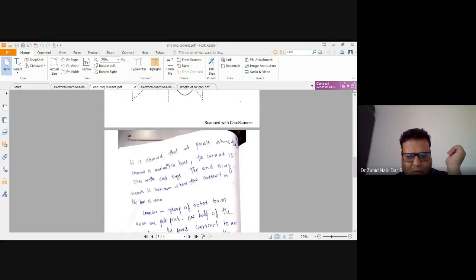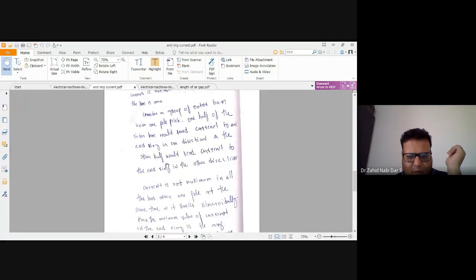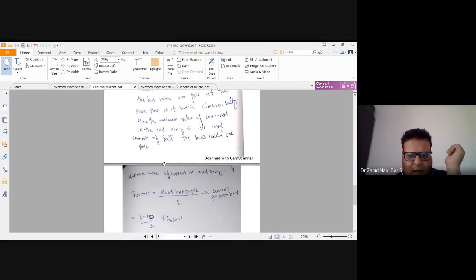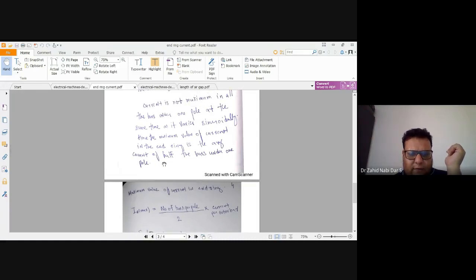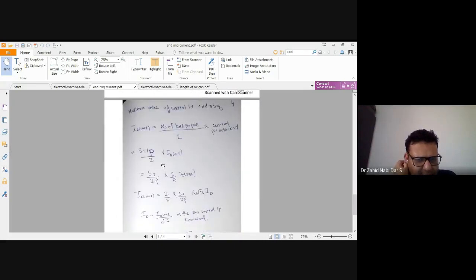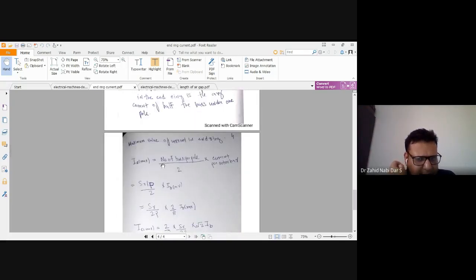So in order to get this end ring current, how we go about this is, we consider our average current. So our average current, that is the maximum value of current in the end ring, would be equal to the number of bars per pole, divided by 2, into the current per rotor bar. This current per rotor bar would be your average current, IB into AB.